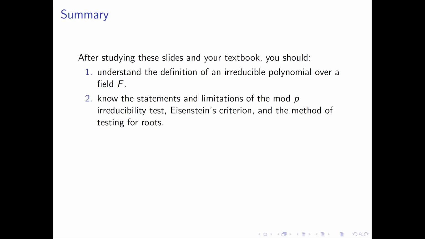I'd also like you to know the statements of all of the irreducibility tests we've learned. That's sort of Eisenstein's criterion. We also learned the mod p irreducibility test. We did also learn some methods for polynomials of small degree, just sort of testing for roots. I'd like you to know those statements, what do those tests say, but I'd also like you to know their limitations. So have some examples at hand where Eisenstein will work, mod p won't, mod p will work, Eisenstein won't, and so on and so forth. So know what the limitations of these tests are.